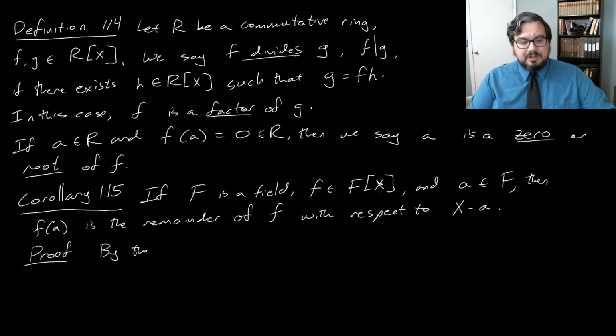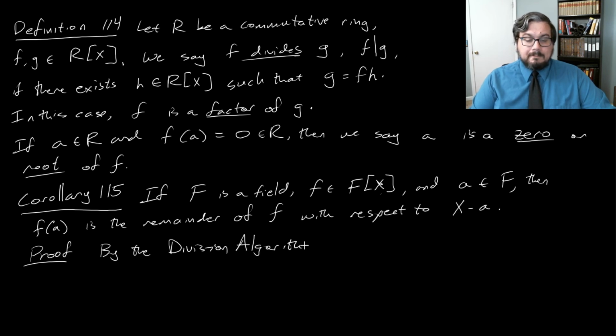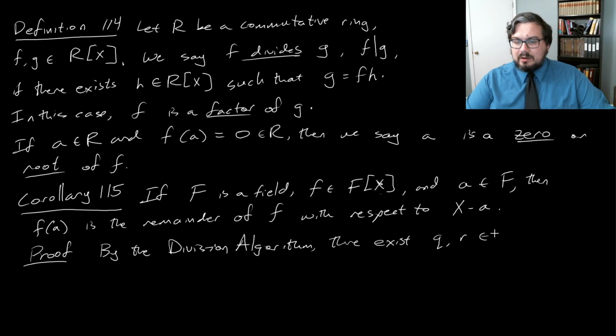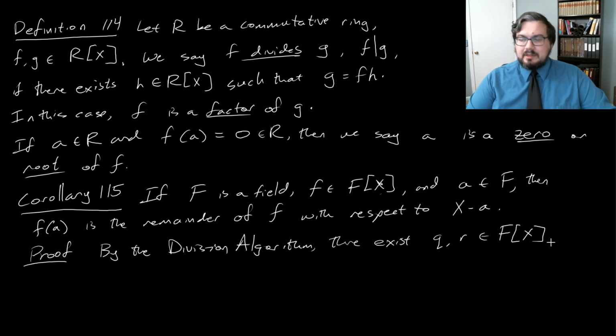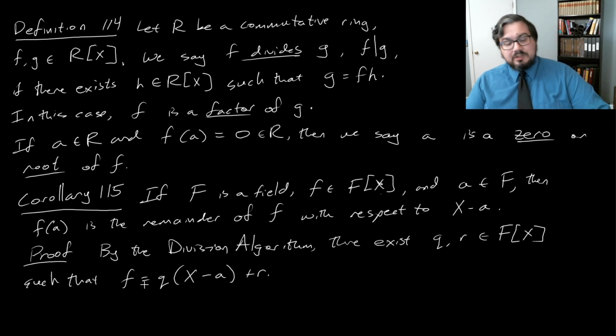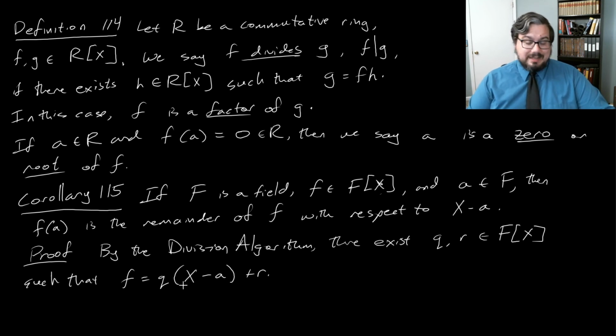So by the division algorithm, there exist polynomials Q and R in the polynomial ring such that f is equal to Q times (x minus a) plus r. So we have that these two polynomials on the left and right-hand side of the equation are equal. In particular, we'll get the same result when we evaluate them both at some number.